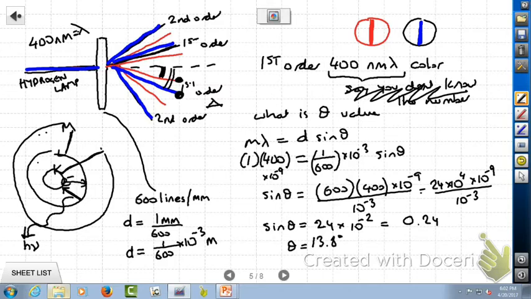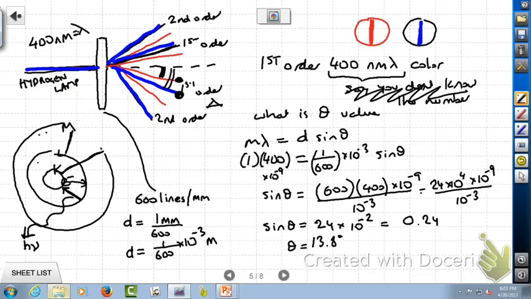So you see what we did? We took m lambda equals d sine theta. We sorted out what our order was. First line away from the origin, away from the straight through, is first. Second line, second of the repeat of the colour. It's got to be the same colour. So the first time you see red, m equals 1. The second time you see red, m equals 2. The third time you see red, m equals 3, because the pattern's repeating. Not very often, but it does repeat.